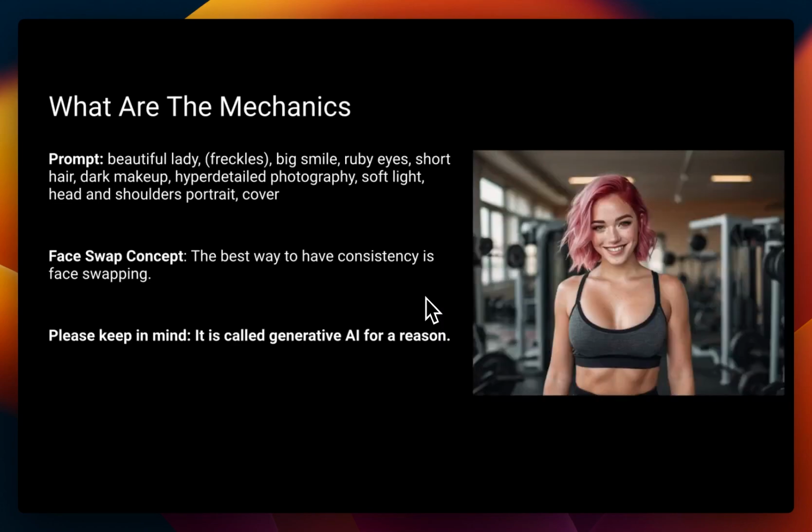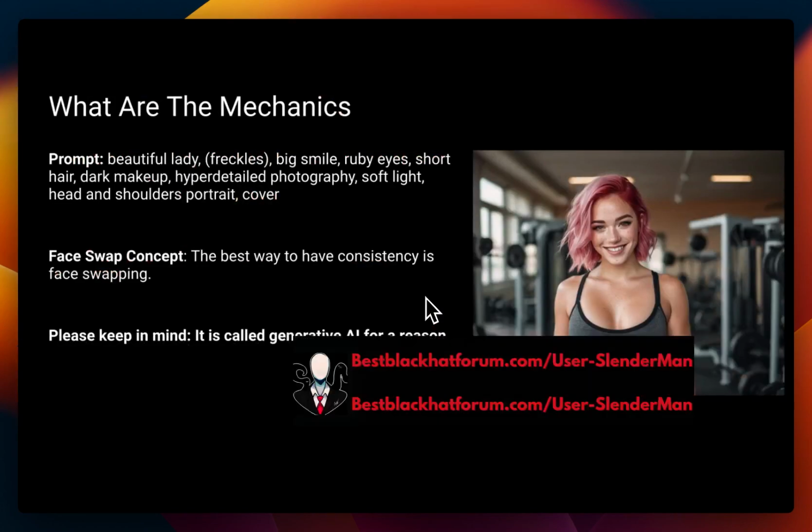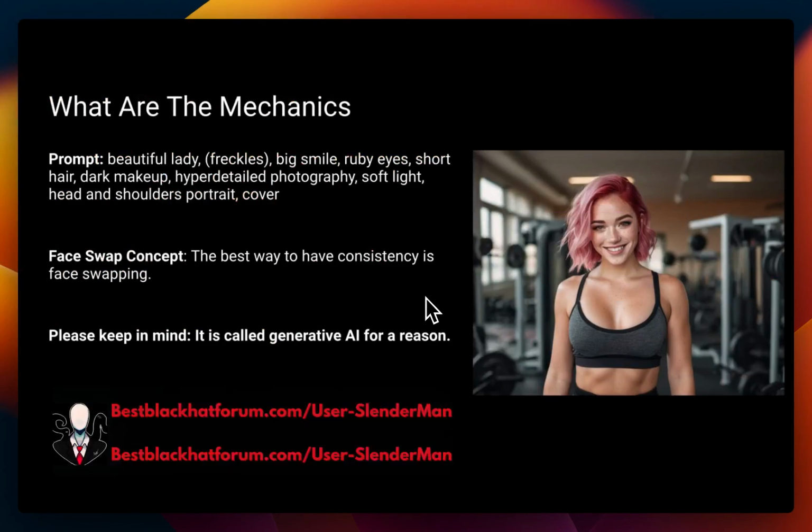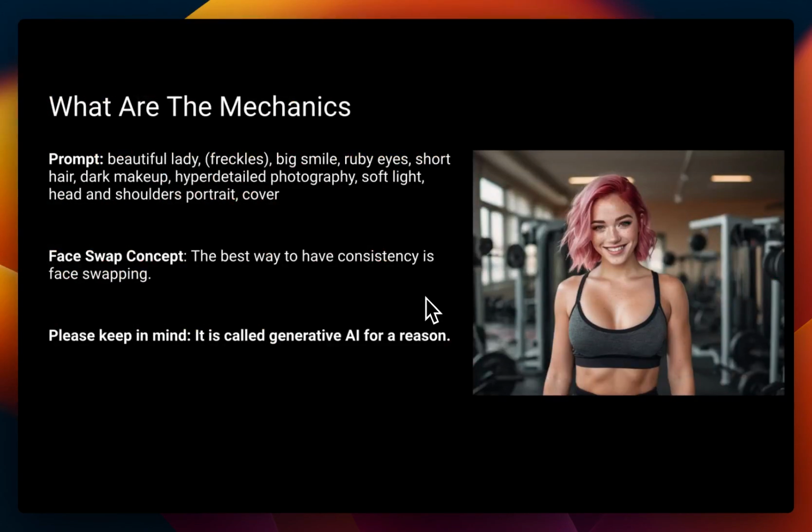And yeah, so maybe to finish off the theory part, to start with, what are the mechanics, right? So to have an AI influencer, obviously we need our base model. We need to create that. We're going to use AI for it, and therefore we need a prompt. We use the prompt you see here: beautiful lady, freckles, big smile, ruby eyes, etc. And I just put it here because we're going to use it throughout all the videos and tools we're going to look at, so you can always refer back to it.